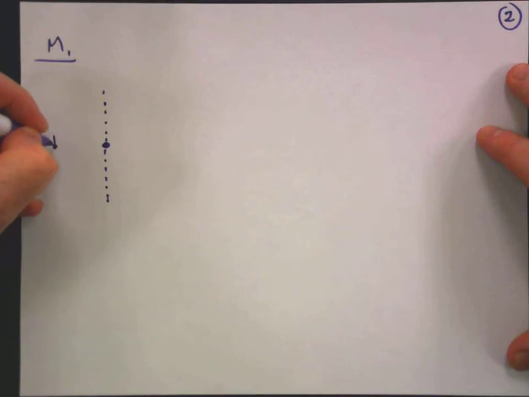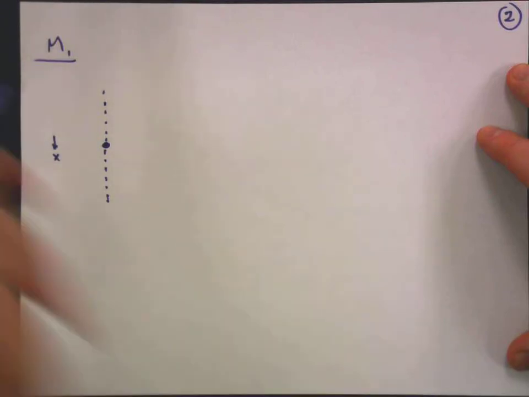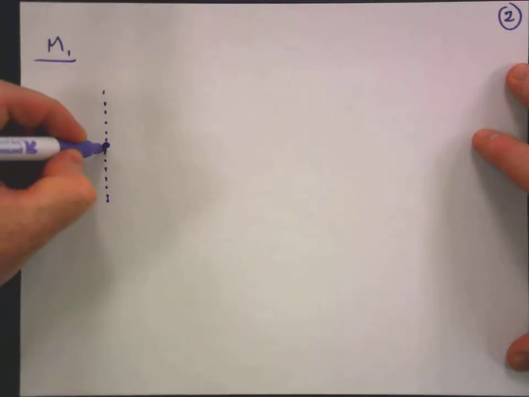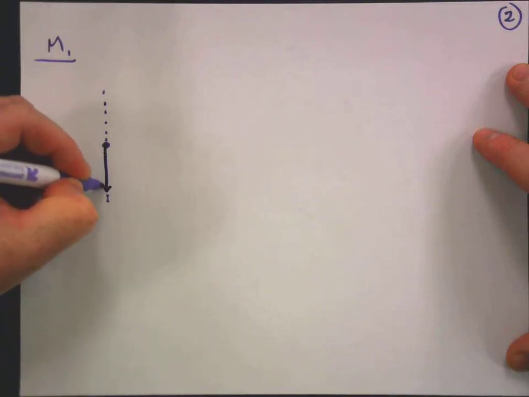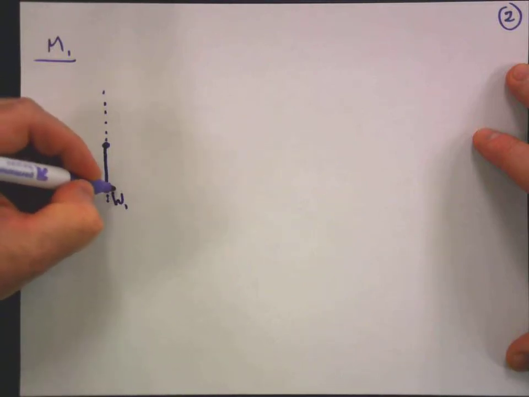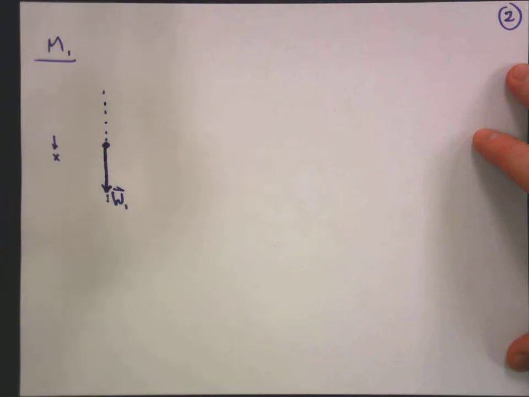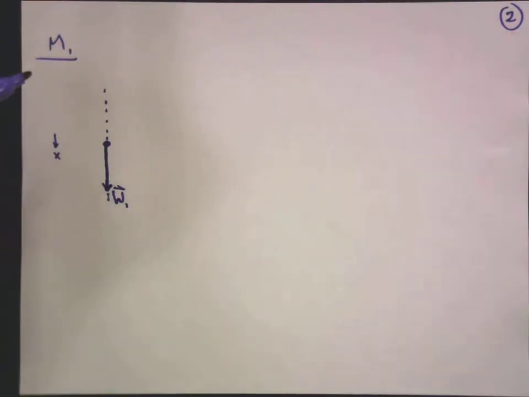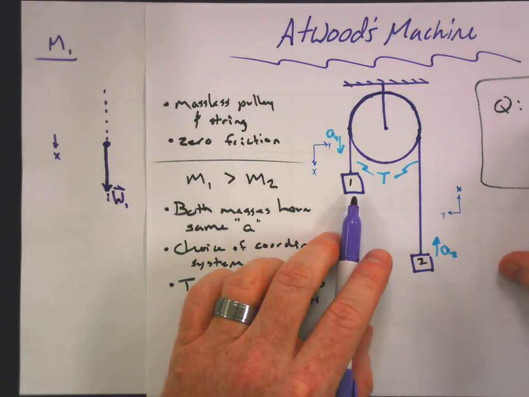So x is in that direction in this diagram. I have the weight of M1, weight of 1, and I have a tension in that string. Remember that on mass 1, tension is an upward force on that string.